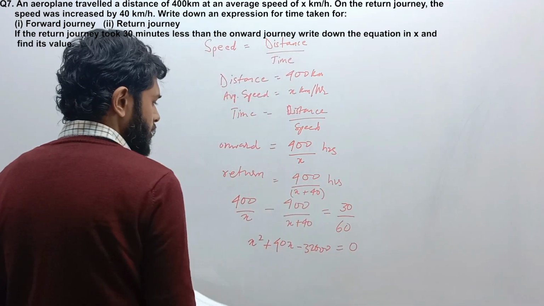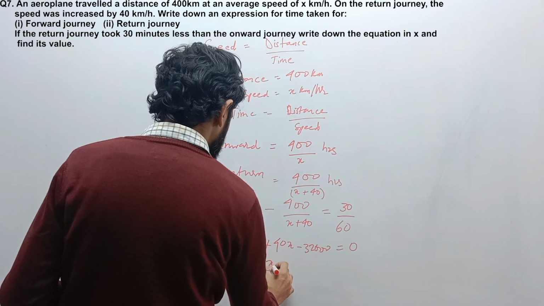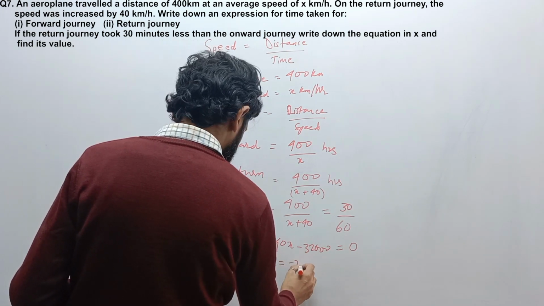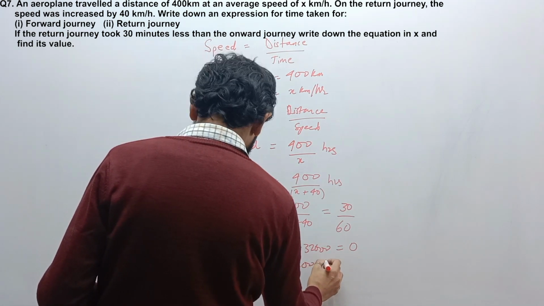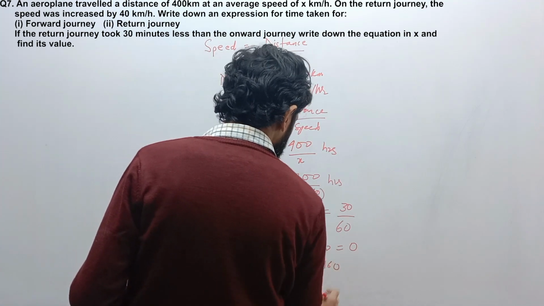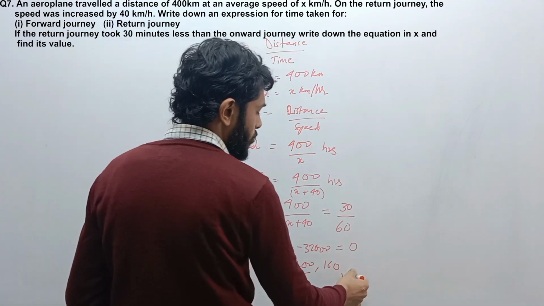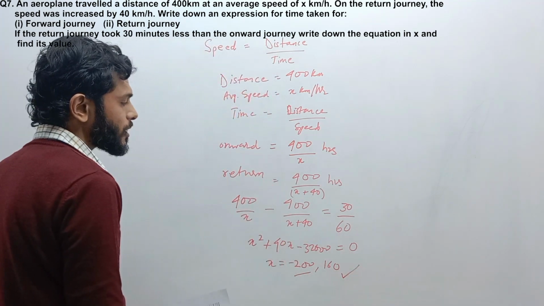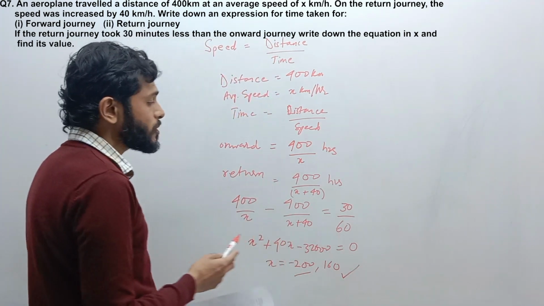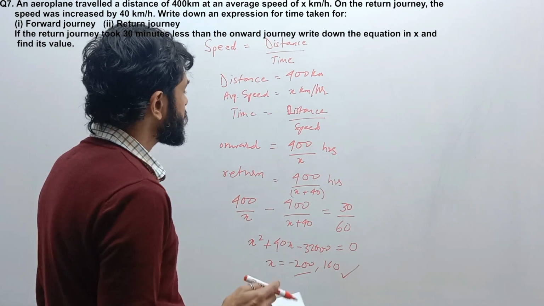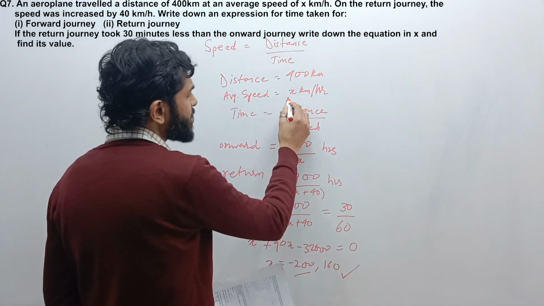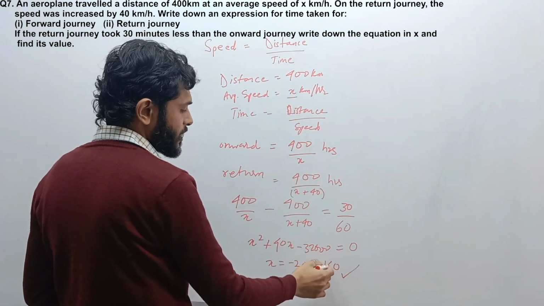On solving this equation, I get the value of x as −200 or 160. Now the speed of the aeroplane cannot be negative, hence the speed of the aeroplane is 160 kilometers per hour. Now the most important thing to remember in these questions is if you have taken the average speed as x, your answer would be in speed.